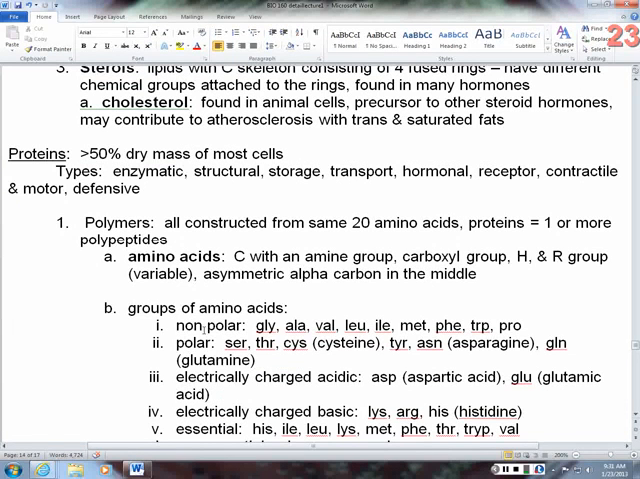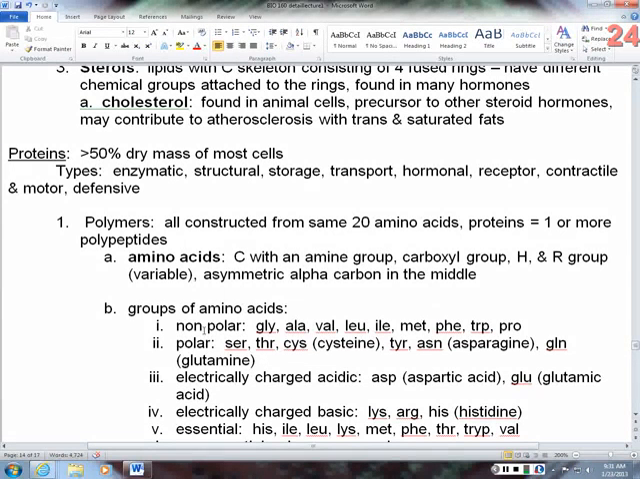What the amino acids are going to have is a carbon in the center. And then you're going to have an amine group on one side, an acid group on one side, a hydrogen, and then this R that's a variable group. So they get the name amino acid because they've got the amine group and the acid group on there, their functional groups.